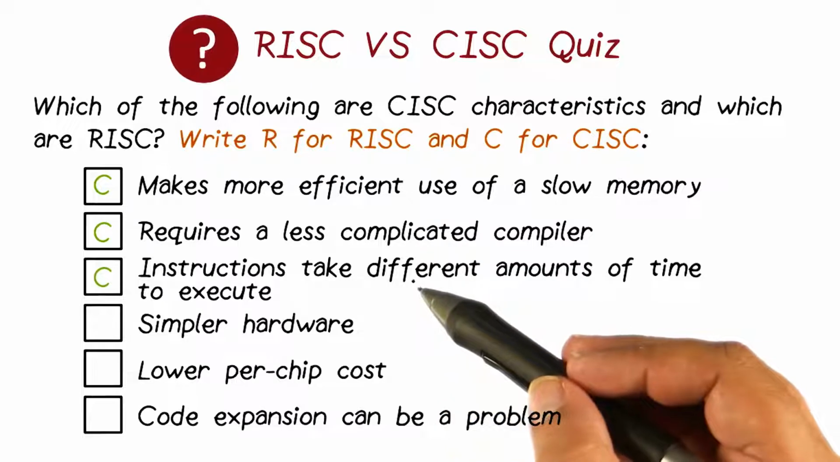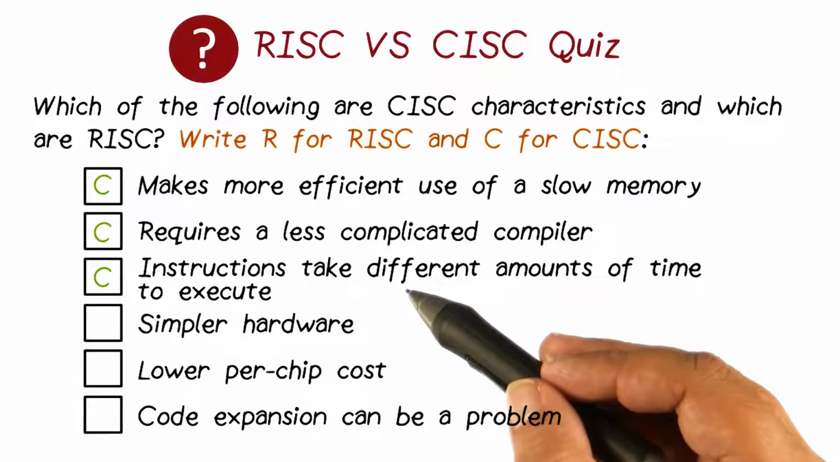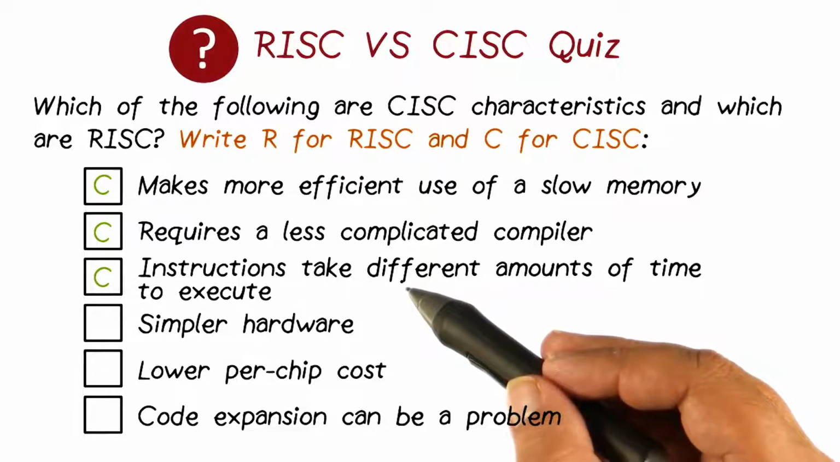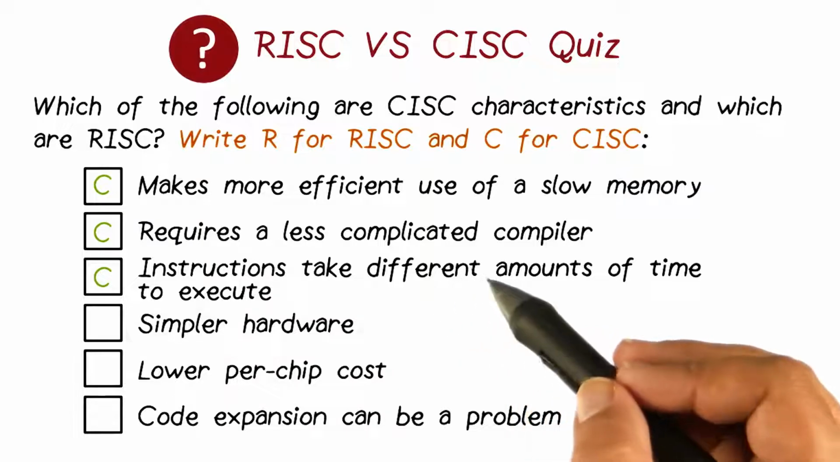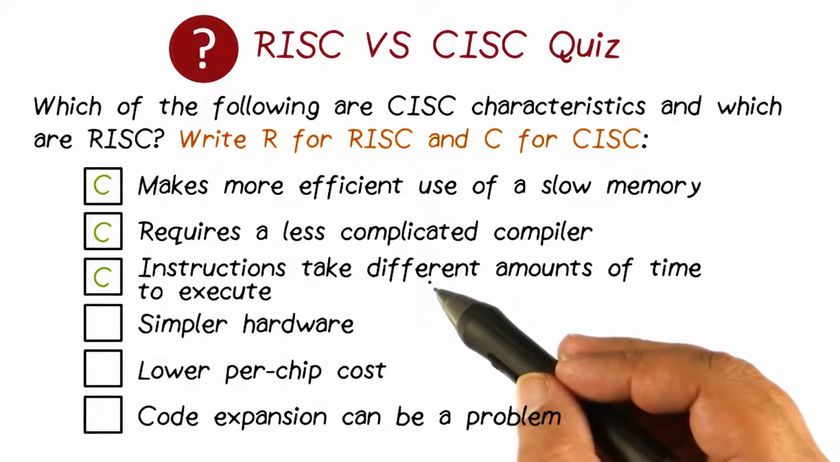The next question is, the instructions take different amounts of time to execute. Is it going to be in CISC or is it going to be in RISC? And again, the answer is CISC. The reason the instructions take different amounts of time to complete in CISC is because of their variable length. And secondly, they go to memory, and memory can have different amounts of latencies.